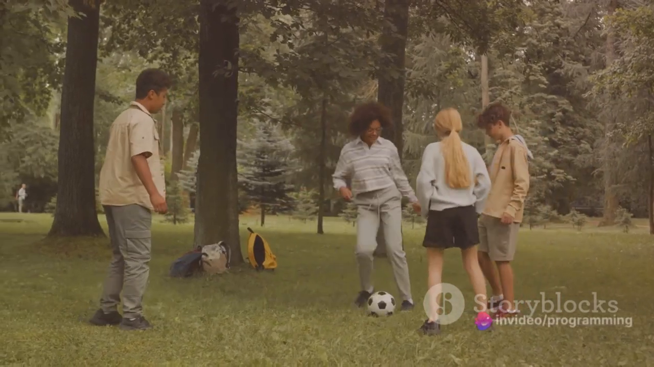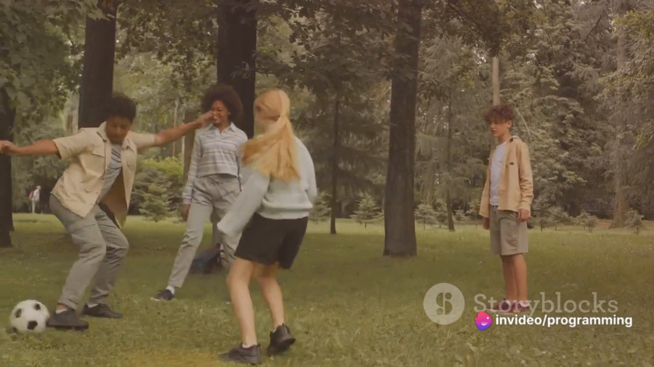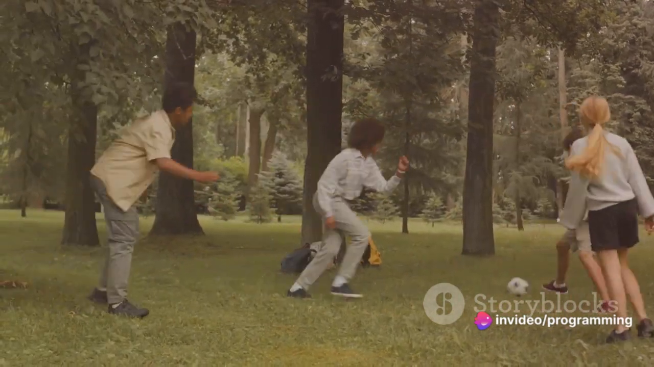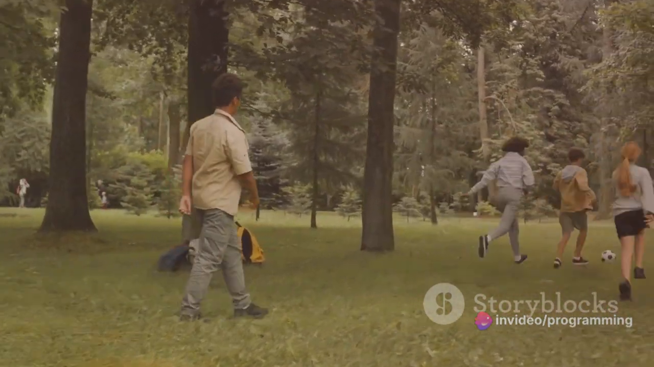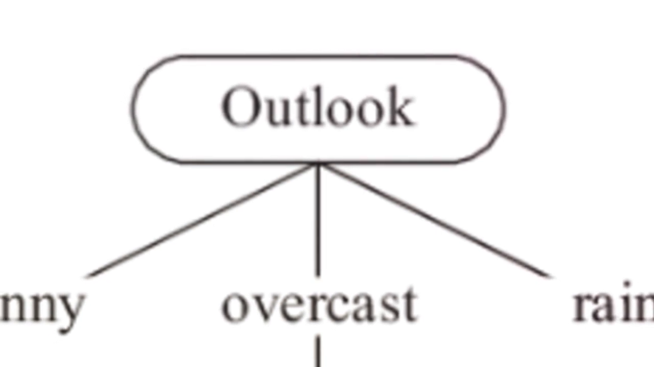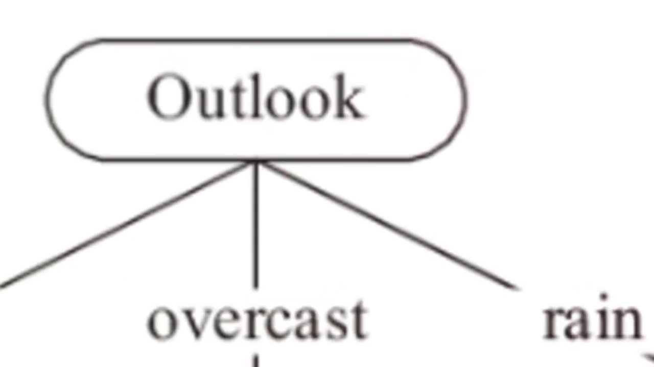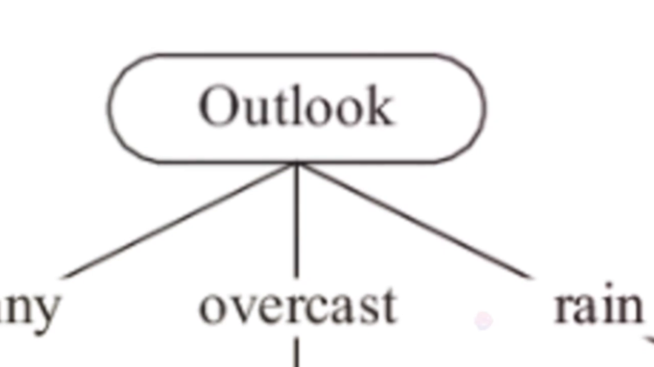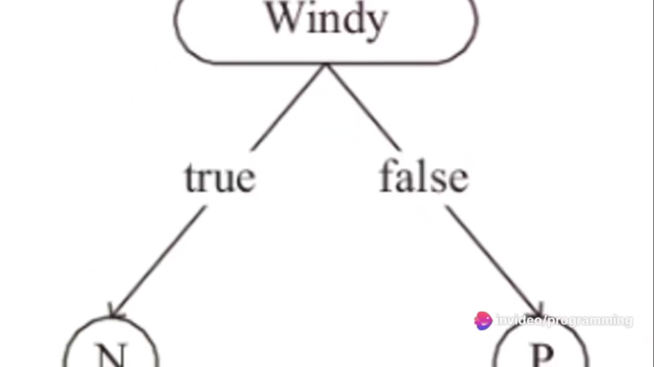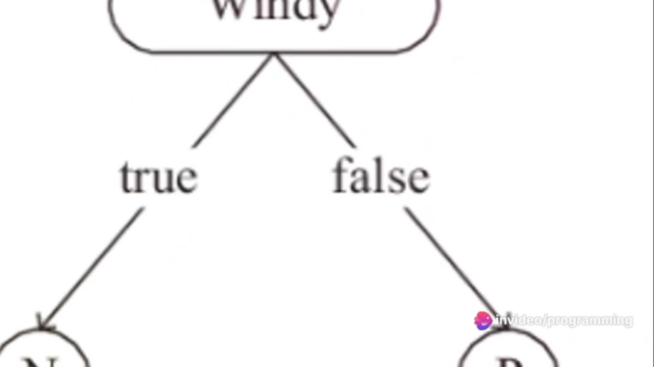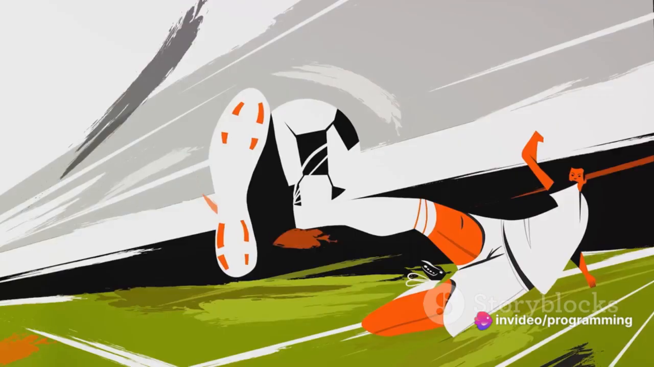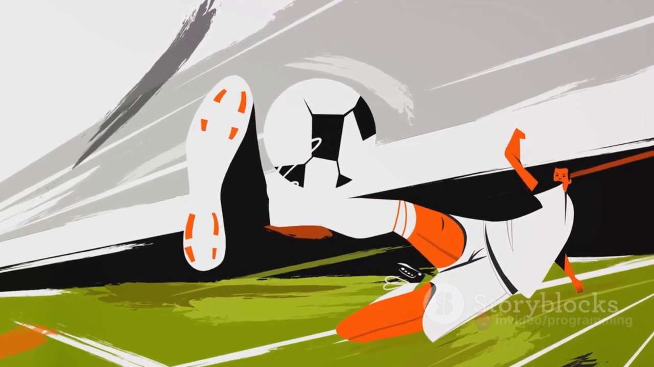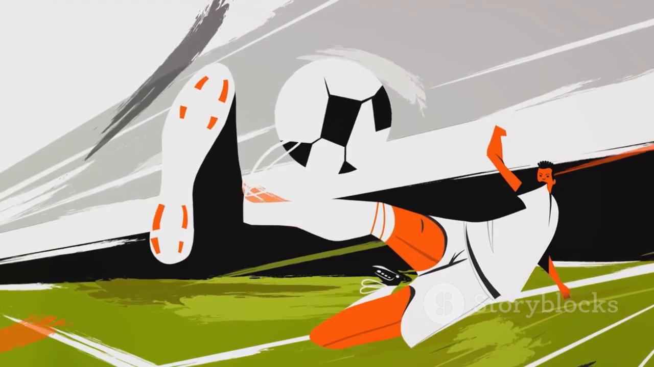Consider this scenario. You're trying to predict whether you'll play football outside. The features might be the weather, temperature, and wind. The root node of your decision tree might be the weather. The branches could be whether it's sunny, cloudy, or rainy. From there, you'd make further decisions about the temperature or the wind strength. The leaves of your decision tree would be the final outcomes of play or don't play.